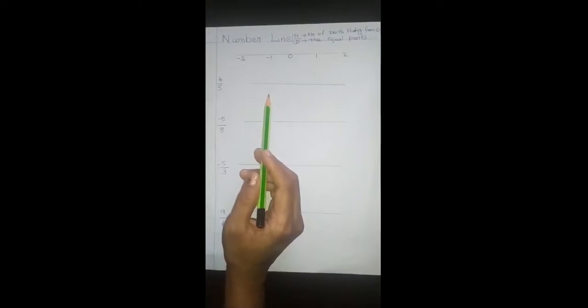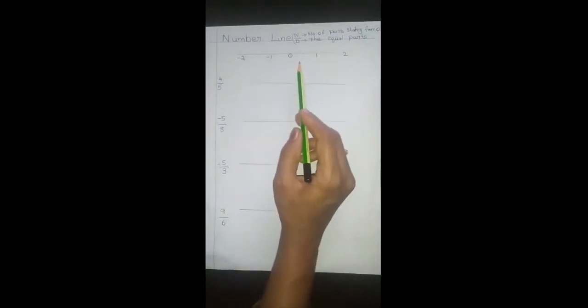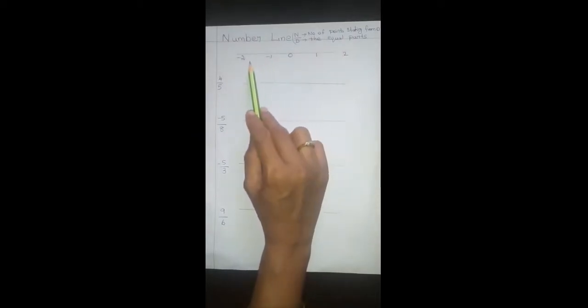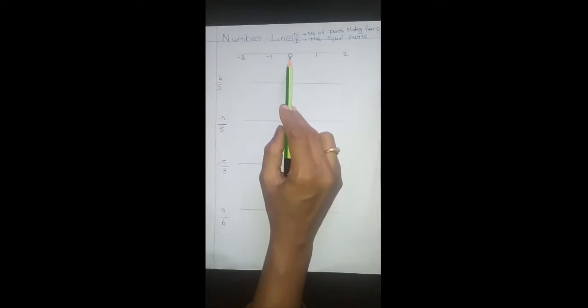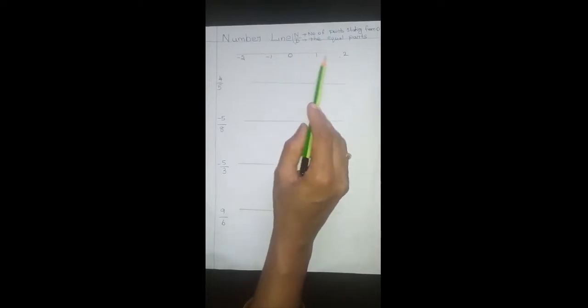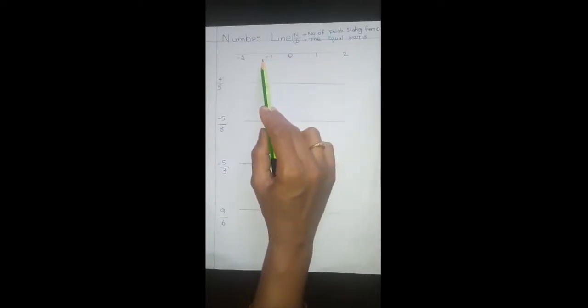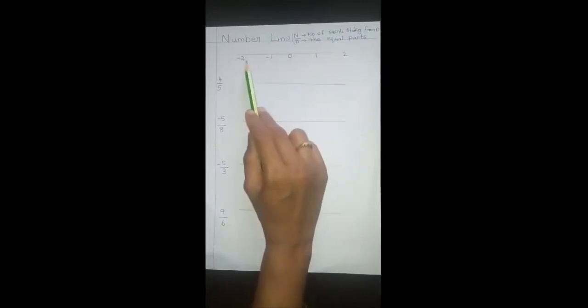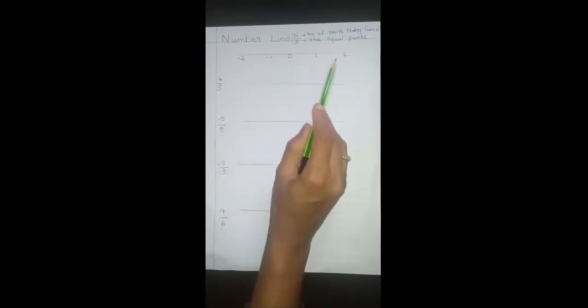Now we will see how to represent a rational number on a number line. Before we start with this concept, we have to be clear with a few things. Numbers on the right side of 0 are positive. Numbers on the left side of 0 are negative. The numbers increase when we move towards the right. The numbers decrease when we move towards the left. Every number except 0 has a corresponding number. Here minus 1 has the corresponding number plus 1. Minus 2 has the corresponding number plus 2.